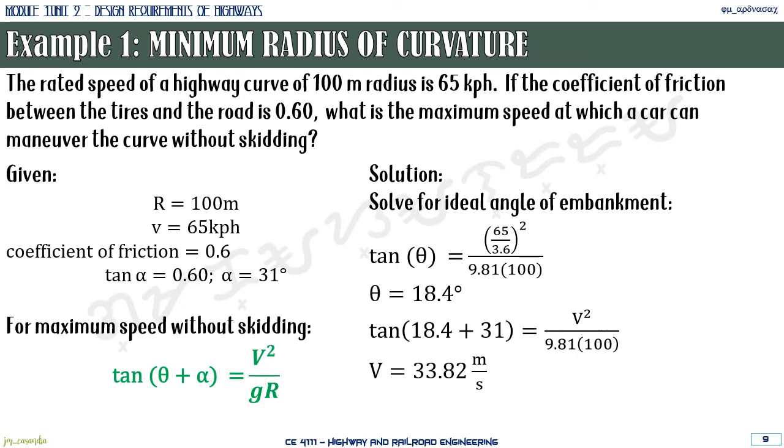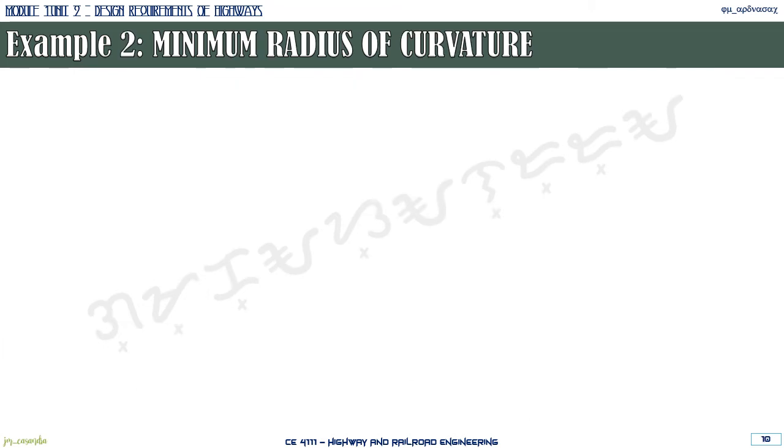Converting this, we have V maximum is equal to 121.75 kilometers per hour. We have example number 2.